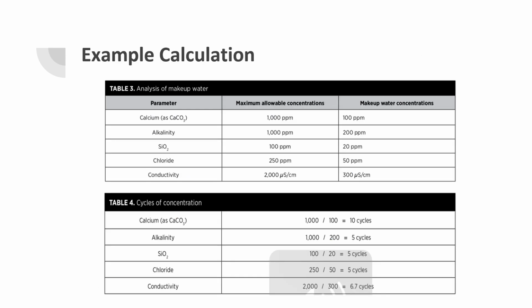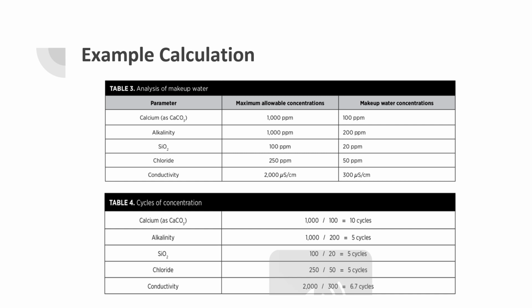An analysis of the makeup water for a cooling tower revealed the following concentrations shown in Table 3. Dividing the maximum allowable concentration by the makeup water concentration, you obtain the number of cycles allowable for each parameter. For example, calcium has a maximum allowable concentration of 1,000 parts per million, and a makeup water concentration of 100 parts per million. This yields a value of 10 cycles between blowdowns. This is an okay value. However, we must look at the other parameters.